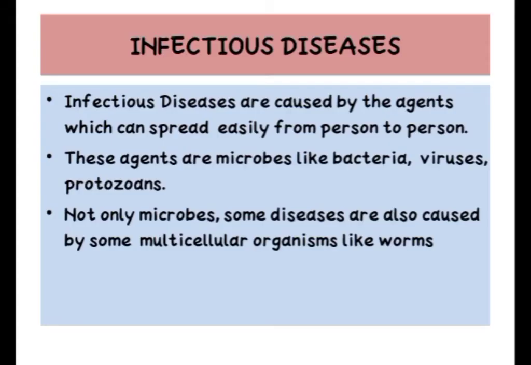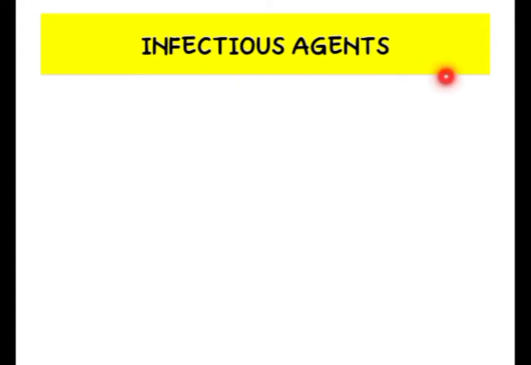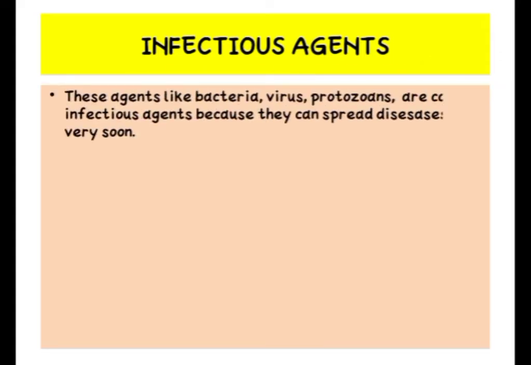Now we were talking about these infectious agents, for example microbes, bacteria, viruses, protozoans, etc. So what are these infectious agents actually? We have already talked that these agents like bacteria, virus, protozoans are called what? Infectious agents, because they can spread diseases very soon. So children, these organisms are called infectious agents because they can spread disease very soon. That means they can cause infection very fast. Because of this reason only, we call these bacteria, virus, and protozoans infectious agents.